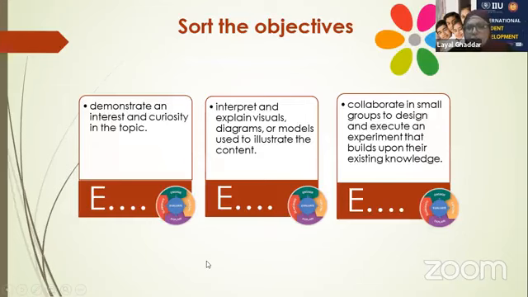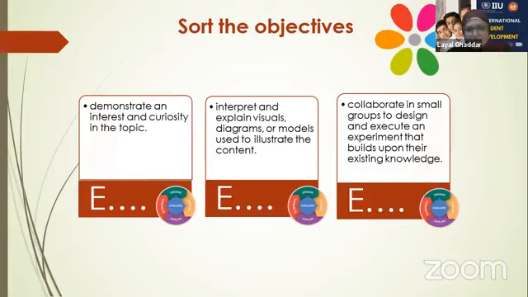Sort the objectives. Here we have 3 objectives related to the 3 phases that we were talking about. We have: demonstrate an interest and curiosity in the topic; interpret and explain visuals, diagrams, or models used to illustrate the content; collaborate in small groups to design and execute an experiment that builds upon their existing knowledge. So take just 1 minute, think of these objectives and try to sort them according to the 3 phases that we have just discussed together.